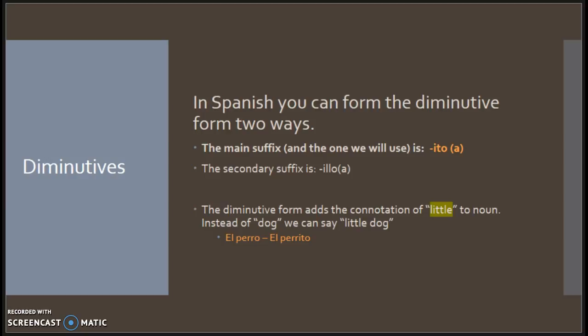Now, a diminutive basically means you're taking the noun and you're adding the word little to it. Little dog, little girl. So when we do dog, el perro, and we want to say little dog, add the connotation of little to the noun, we change perro to perrito, and that turns it to little dog or puppy.